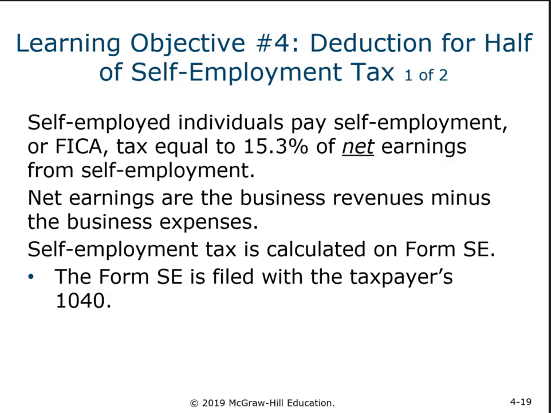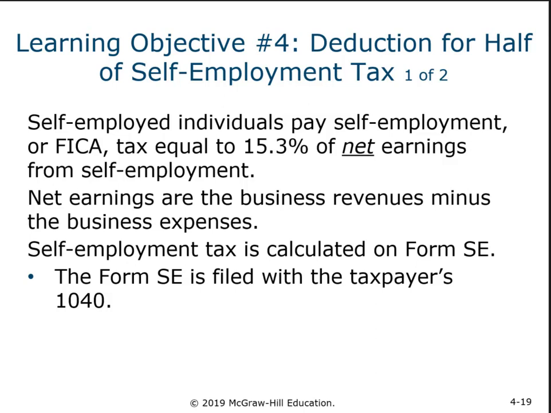So if you have self-employment income, and we will get into detail about that in chapter 6, you pay a tax that replaces the idea of your Social Security that you have withheld if you're an employee. So if you're self-employed, you don't have an employer to withhold it, so you pay into the Social Security system equal to 15.3% of net earnings from self-employment.